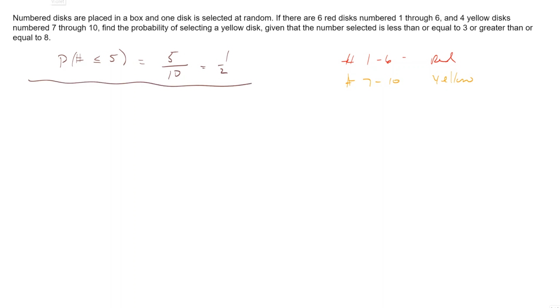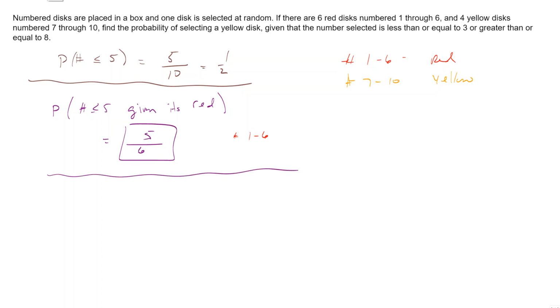Now suppose I change the question. I ask you, what's the probability of getting a number less than or equal to 5 given that it's red? Okay, so how many red discs are there? There's 6 of them. We can only look at the numbers 1 through 6. So I'm going to have 6 as my total. And of those, how many are less than or equal to 5? 5 of them are. So my answer is going to be 5 over 6.